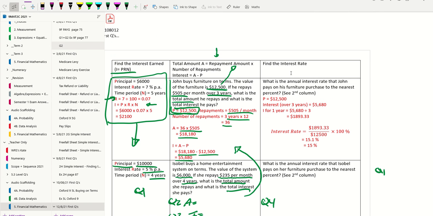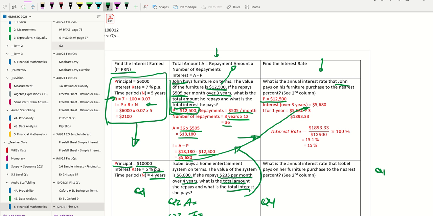Okay, look at this column here. We're finding the interest rate. Now we're going to use the information that we got here for this question. What is the annual interest rate that John, which is this joker over here, pays on his furniture purchase to the nearest percent? So his purchase, his value was $12,500. The interest he paid is what we worked out here, is $5,680.